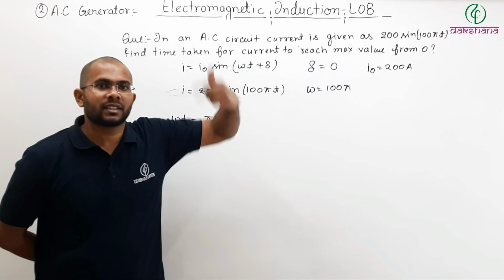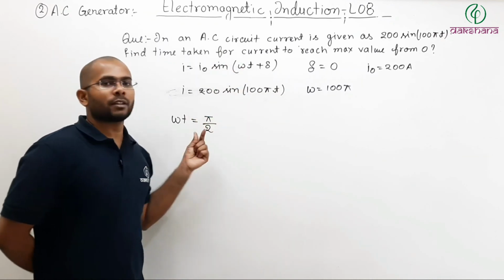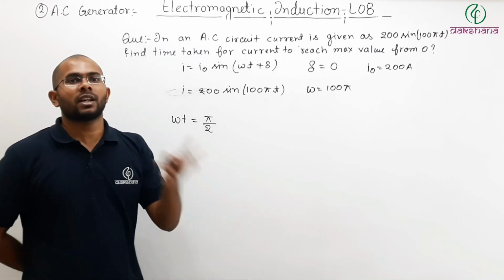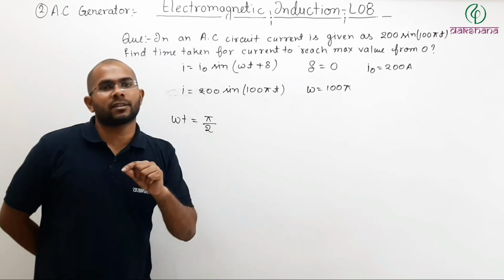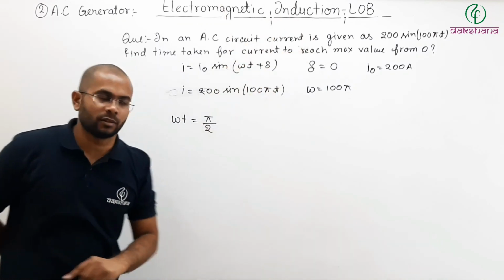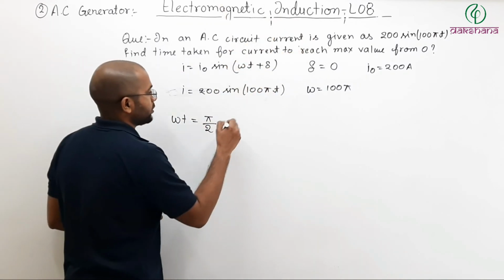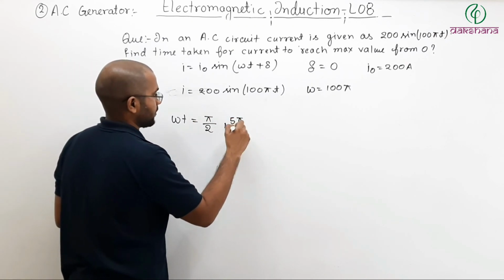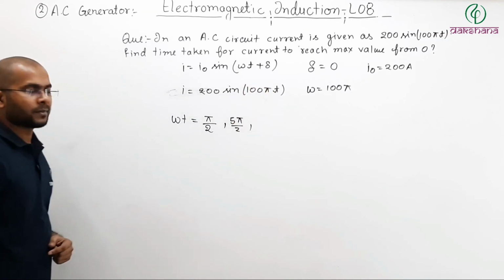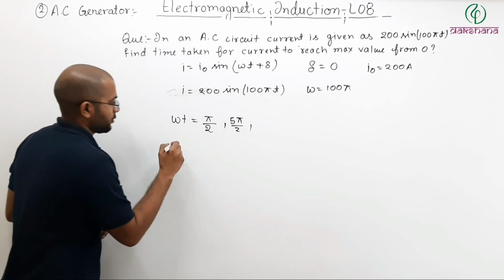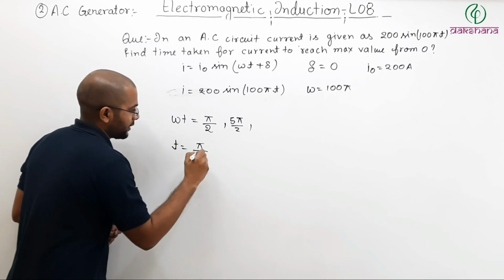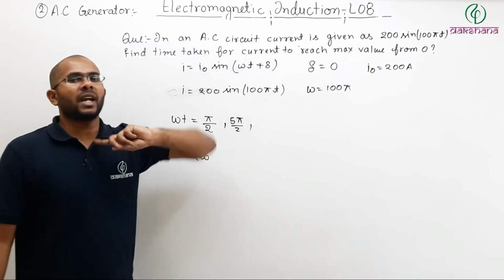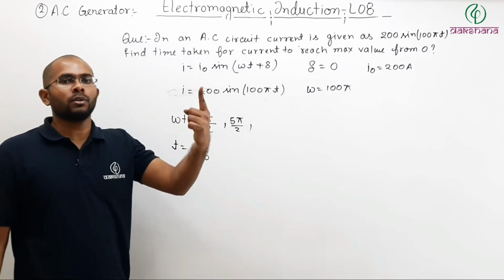There will be a next time. Next time when? When omega t is equal to 5 pi by 2. Remember, we are not taking 3 pi by 2. Why? Because for 3 pi by 2, sine omega t will be minus 1. We want a maximum value, not minimum value. So omega t is equal to pi by 2, or 2 pi plus pi by 2, 5 pi by 2, and so on. So first time, t equals pi by 2 omega will be the time when the current will become maximum first time, from 0 to maximum.